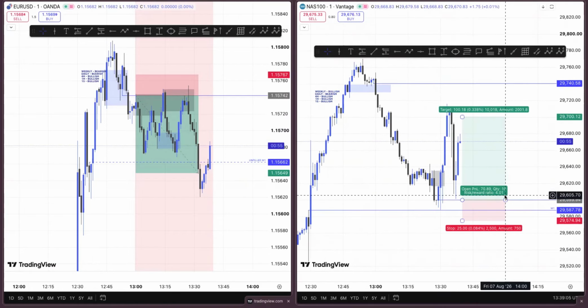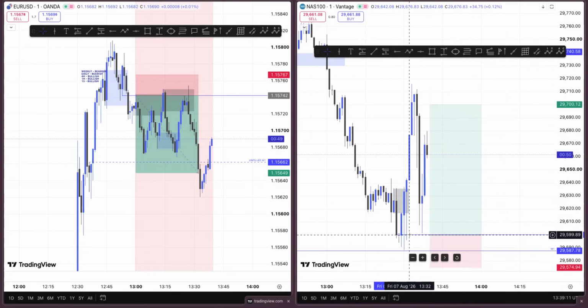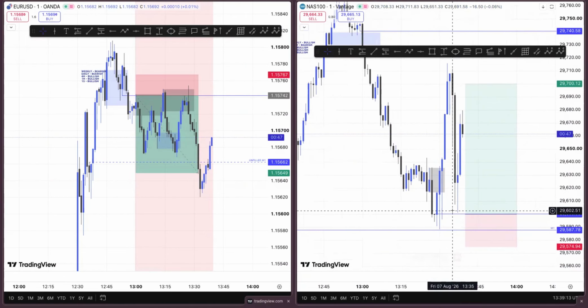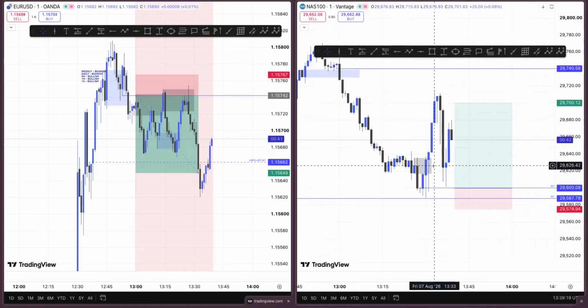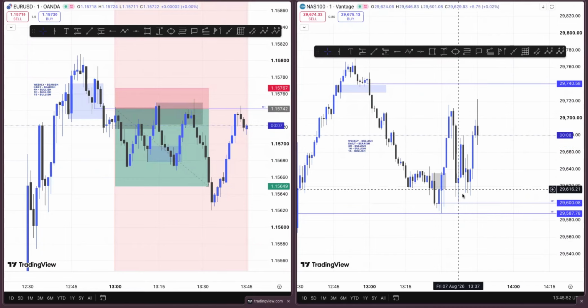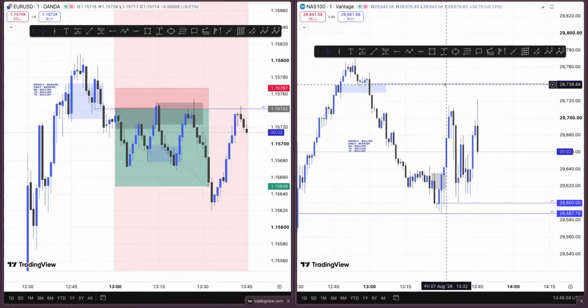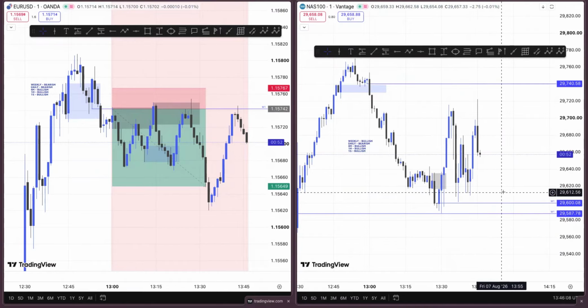So I don't know the type of game NAS is playing, but just look at NAS. Missed by literally a pip. And also missed this by literally a pip. Let's see if it triggers. The game NAS is playing is very weird. Why? Because price is just dancing in between the demand and the supply. Okay. It acts like it's coming to fill the supply and it stops. It acts like it's coming to fill the demand and it stops.